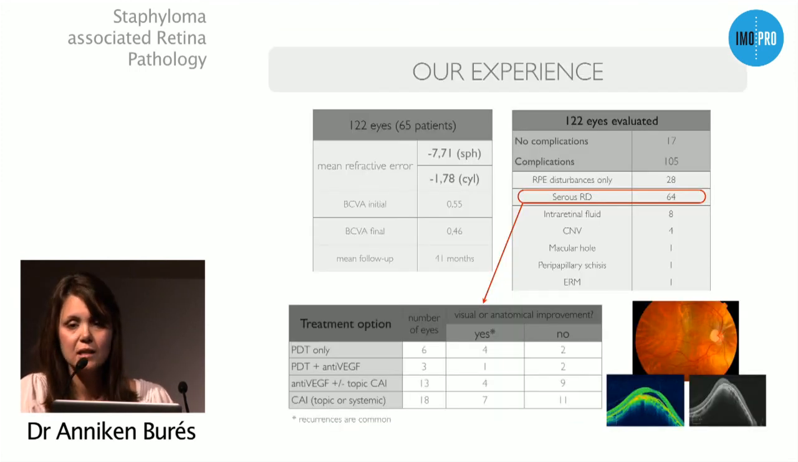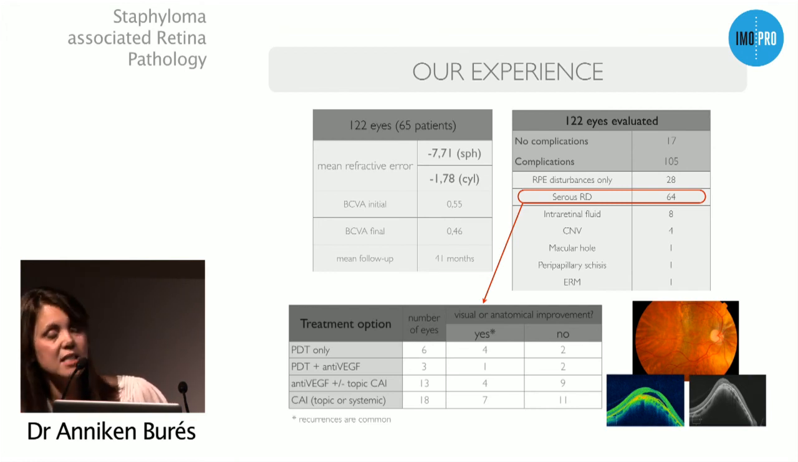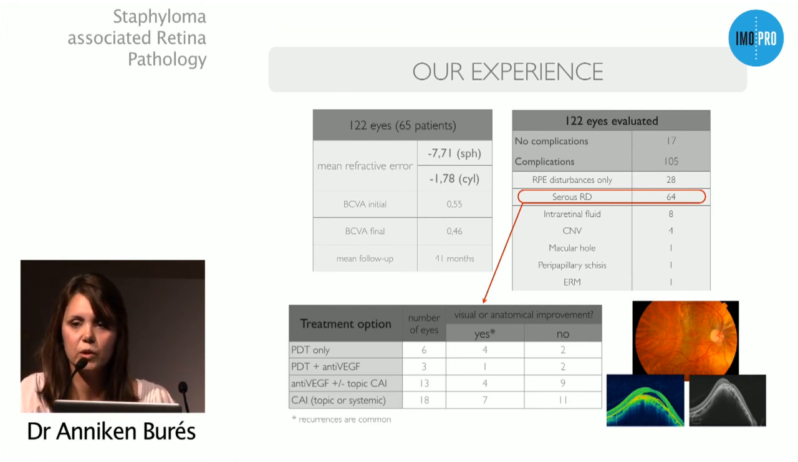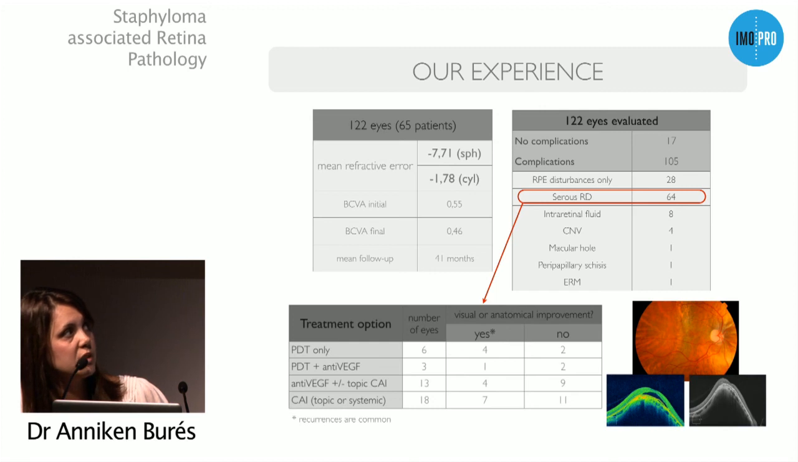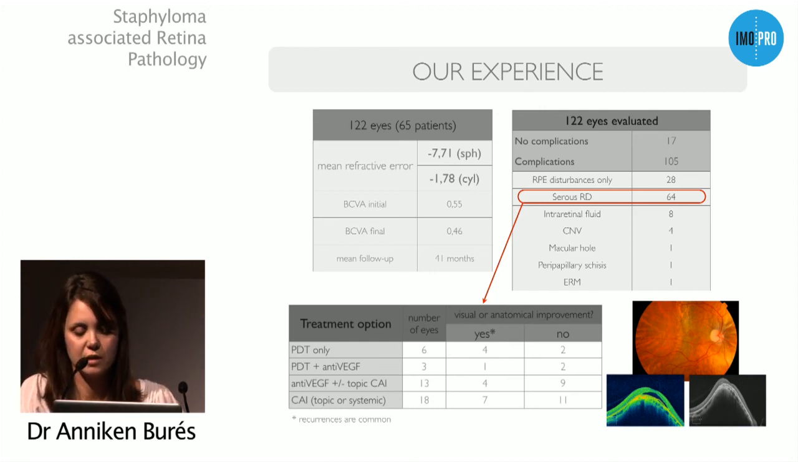This is our experience. We reviewed 122 eyes with suspected staphyloma ridge associated pathology. Note here that the refractive error is not as high as we expect to find when we study pathology related to a staphyloma. And the most common complication by far was the serous retinal detachment at the border of the staphyloma that affected more than 50% of the eyes. Some of these eyes were treated with different treatment modalities, but the results are quite inconsistent, and we still see that the recurrence rate is quite high.